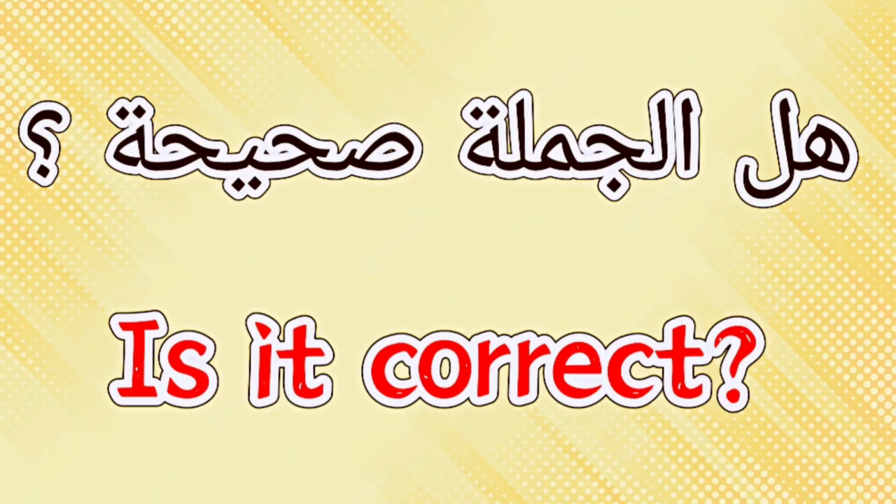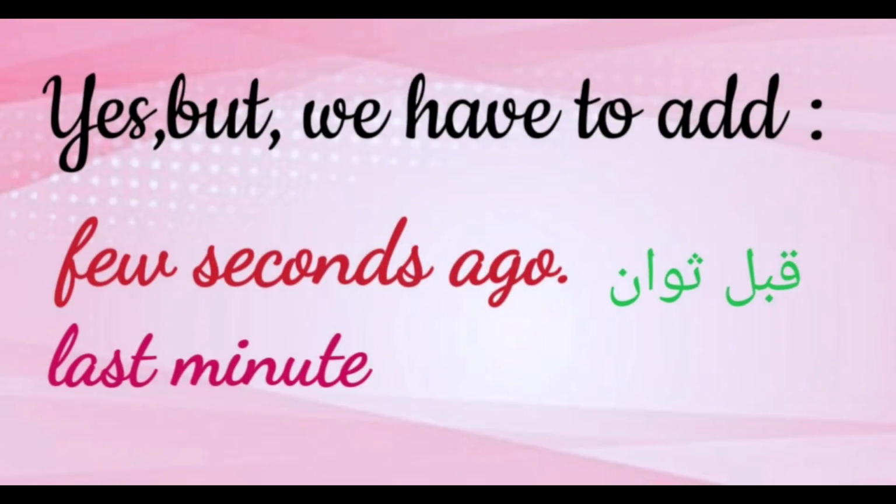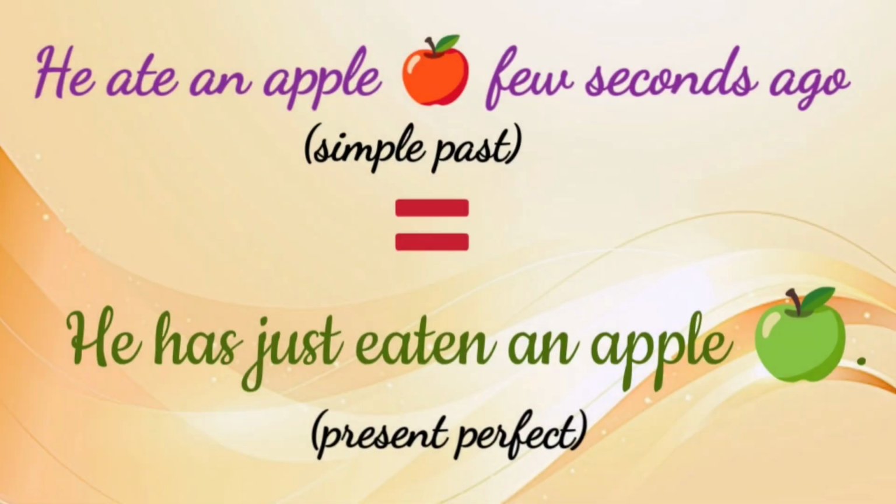But there is something to add. We have to add a few seconds ago, or for example, last minute, last hour, like this. He ate an apple a few seconds ago. So this is the simple past of the sentence. And we can also say he has just eaten an apple. So both are correct. The first one is in the simple past, and we have to add a few seconds or a few minutes, while the last sentence is the present perfect, and there is no need to add anything to the sentence.